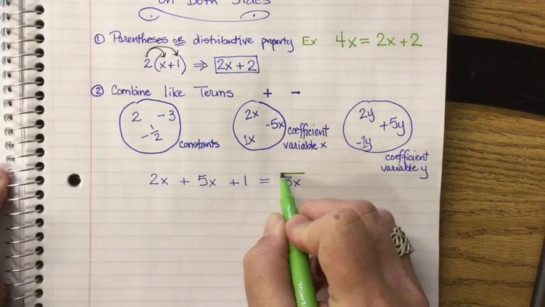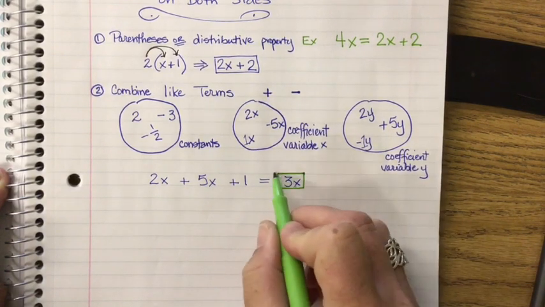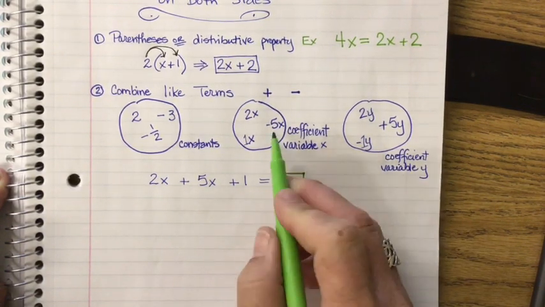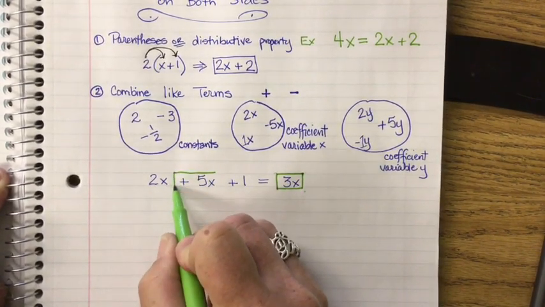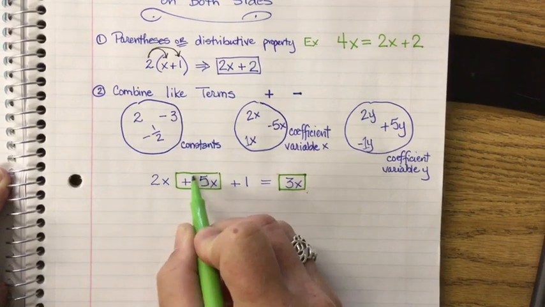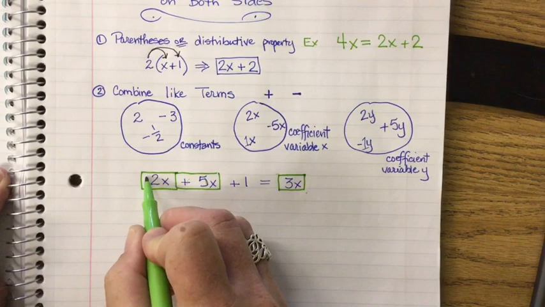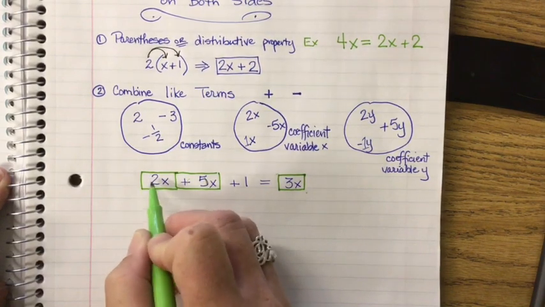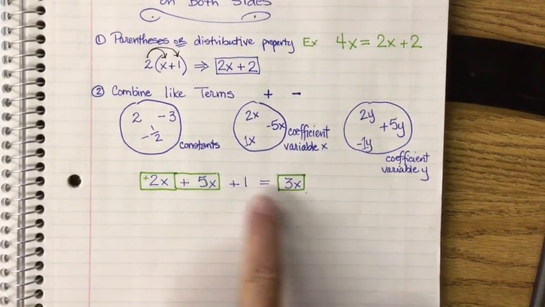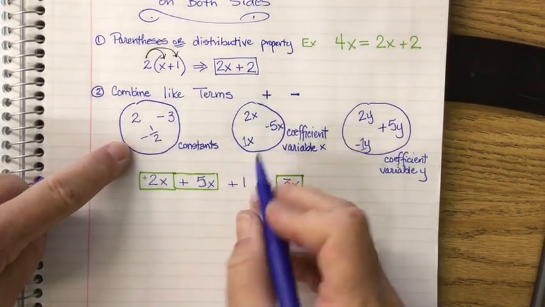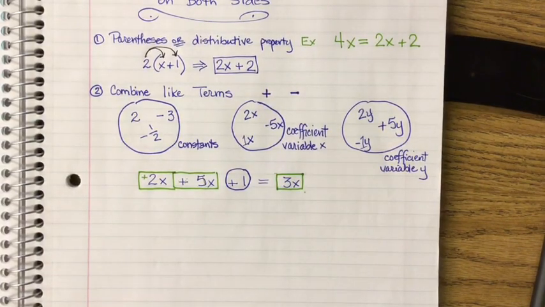I'm going to box from the back. So you want to put a different shape around each like term. So all my x's, and you always include the sign that is immediately to the left. Okay, sometimes we don't have a sign, and if it has no sign, it's going to be positive. Now, if you notice, my other like term is a constant, but it's by itself. I can't combine that with anything else, okay?